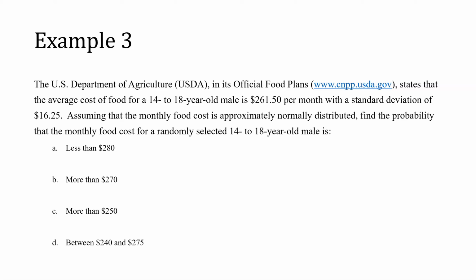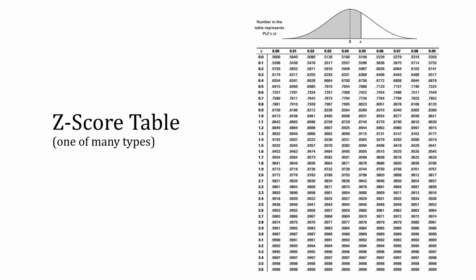First, identifying all the important information. $280 will be my sample mean. My population mean is the $261.50. My population standard deviation is 16.25, and a randomly selected 14 to 18-year-old male means that our sample size is 1. For a z-score of 1.14, going back to our table, 1.14, finding the intersection, would be 0.8729.